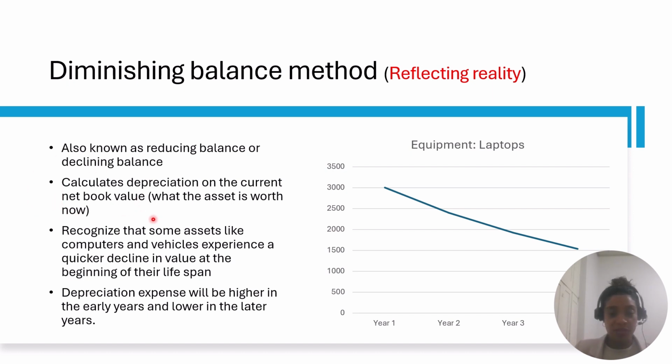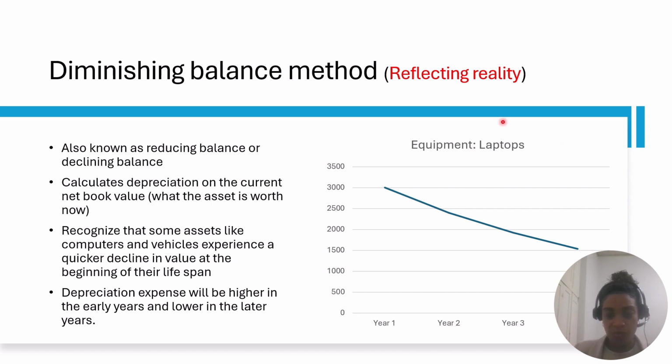So the diminishing balance method calculates depreciation on the current net book value. Current meaning what the asset is worth now, currently. Okay, and it recognizes that some assets like computers and vehicles experience a quicker decline in value at the beginning of their lifespan. Depreciation expense will be higher in the early years and lower in the later years, as illustrated in the example.